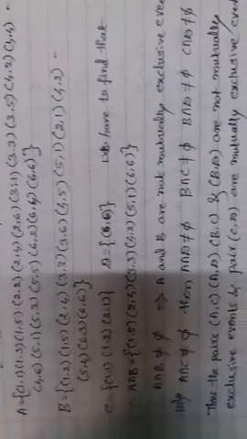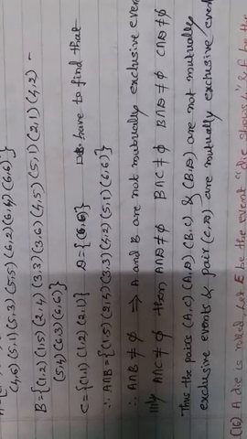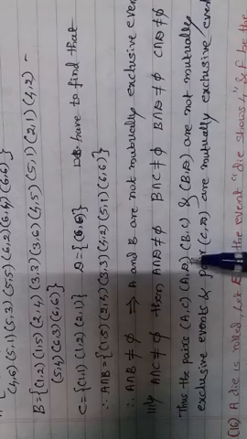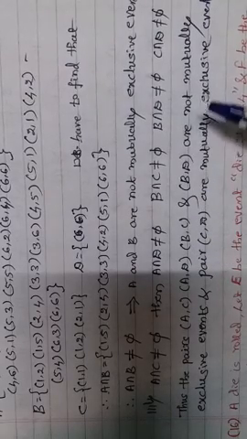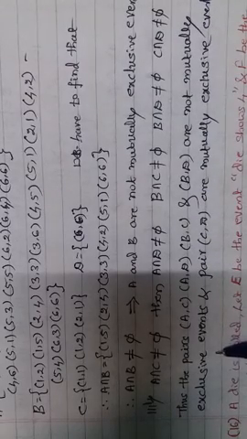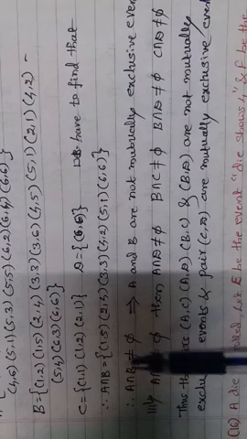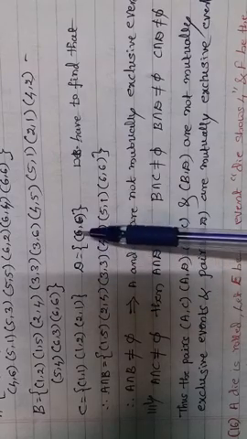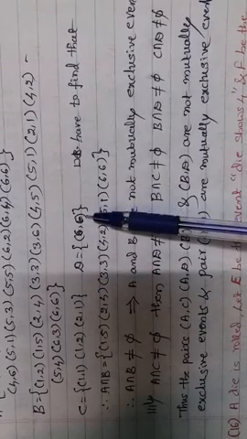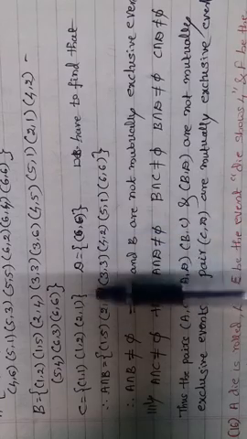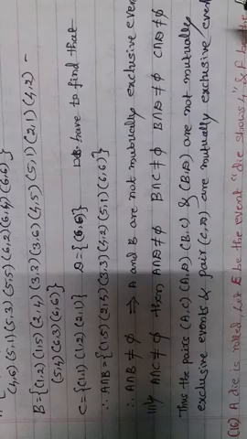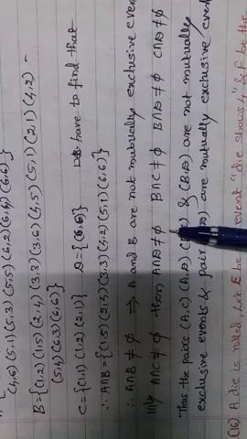Therefore, thus the pairs AC, AD, BC, BD are not mutually exclusive events, but only the pair of C and D. C has elements 1 1, 1 2, 2 1, D is 6 6, and hence these two sets are mutually exclusive events. According to the definition, once again you recall. Then this is the 15th question.